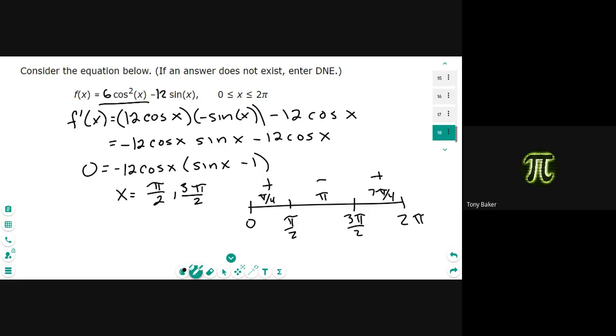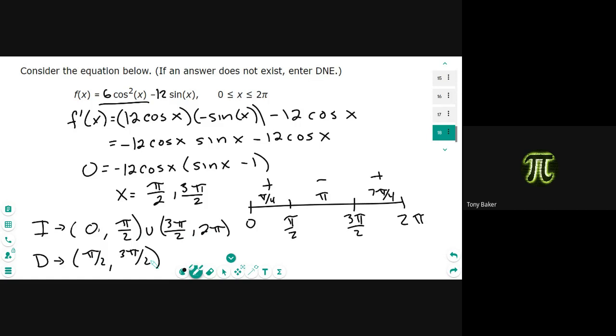All right, so it's increasing from 0 to pi over 2, and from 3 pi over 2 to 2 pi. I forgot this was only from 0 to 2 pi. I had the pi over 2 in my problem, but I couldn't figure out the 3 pi over 2, so that's where I was getting stuck. Yeah, that would totally screw you up. And then it's decreasing from pi over 2 to 3 pi over 2.